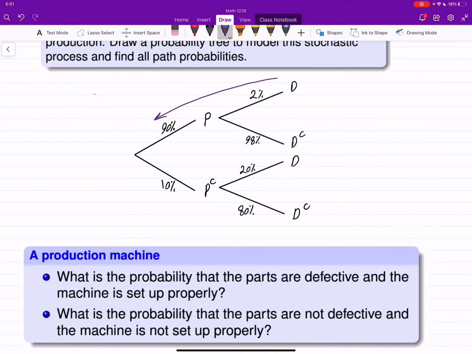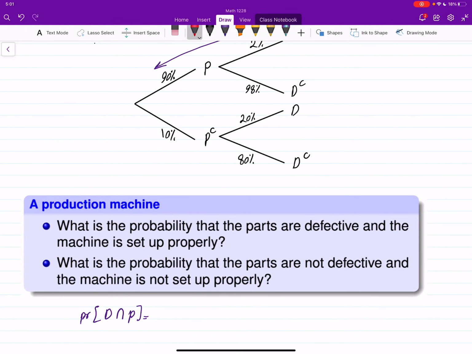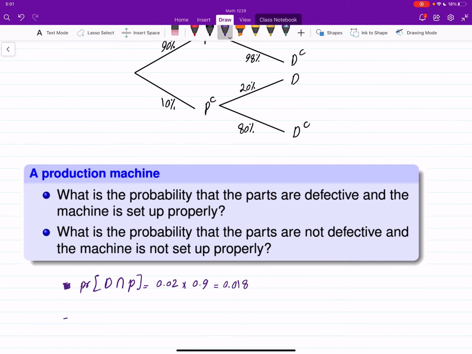These form a path, so the probability of the intersection is going to be the product of these. 0.02, which is 2%, times 0.9, which is 90%. And then when you multiply, you get 18, and that will give us the probability that the defective part comes out and the setup is proper: 0.018.